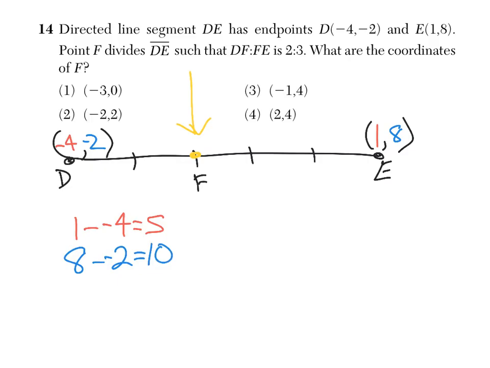Now to determine how much they're increasing by for each part, we're going to divide by the total number of parts. So 5 divided by 5 is 1. 10 divided by 5 is 2.